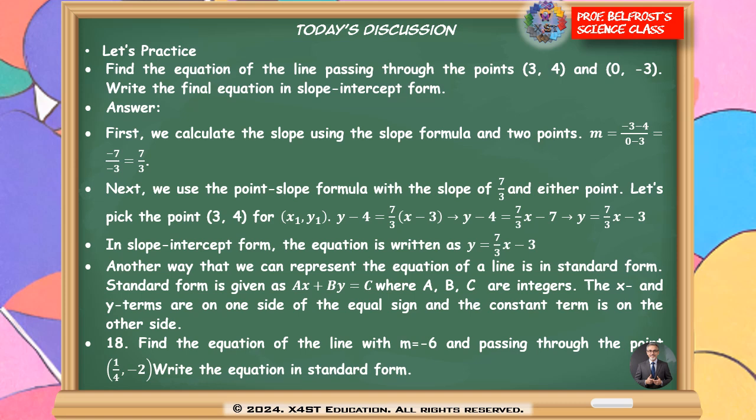So this is the next question. Actually, I misnumbered it again. So this is just another let's practice, the first let's practice on this concept, this topic. Find the equation of the line with m equals -6, passing through the point (1/4, -2). Write the equation in standard form.